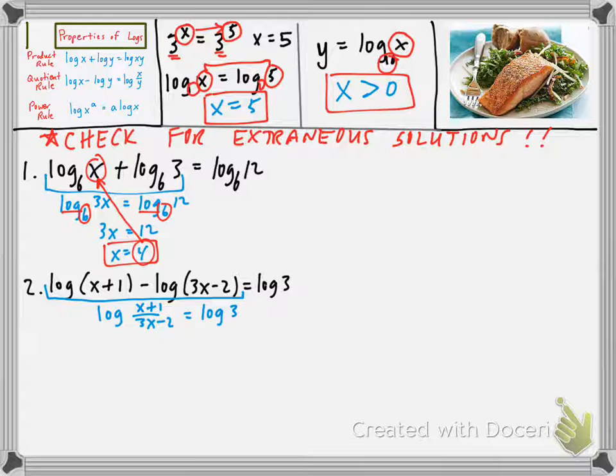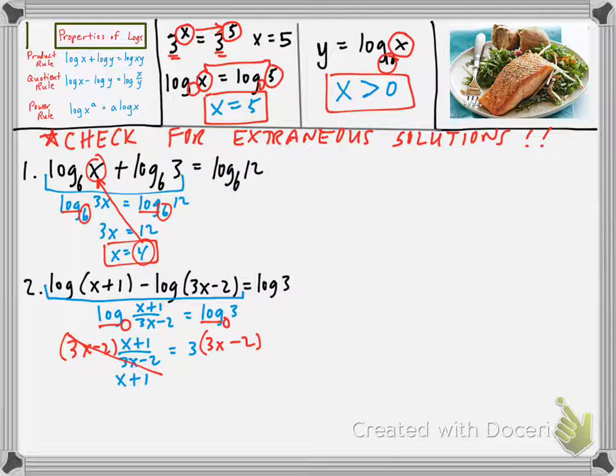And again, we're going to hear this over and over again. We have one log on each side, with the same base 10, so therefore the arguments have to be the same. The argument on the left-hand side is x plus 1 over 3x minus 2. On the right-hand side, the argument is just 3. And now we have an equation that we can solve. We're going to go ahead and multiply both sides by 3x minus 2. We do that because we can get rid of the fraction on the left. We just are left with x plus 1 on the left.